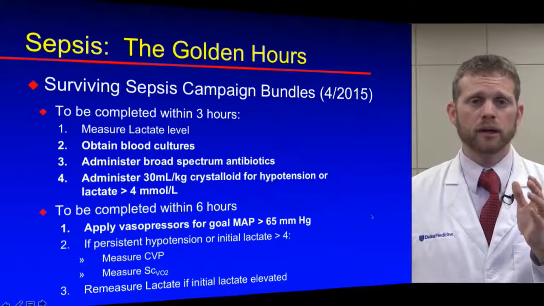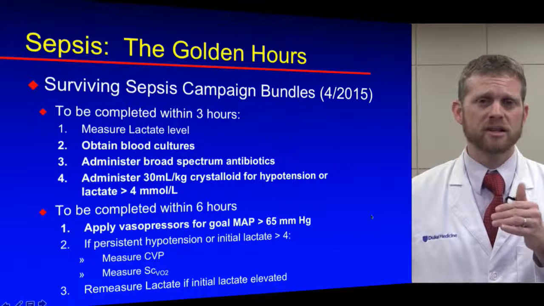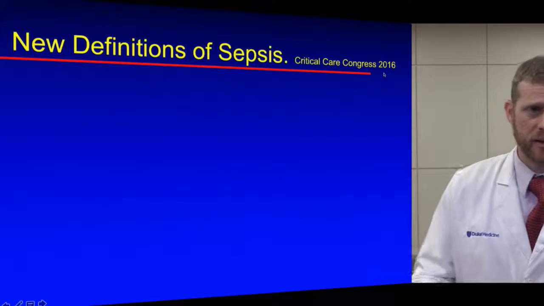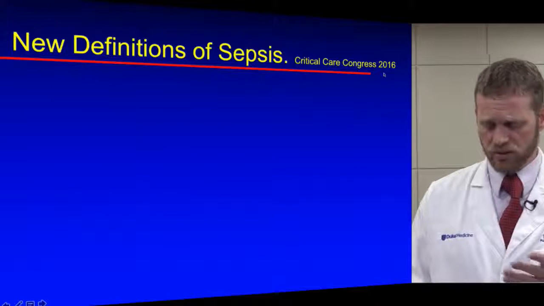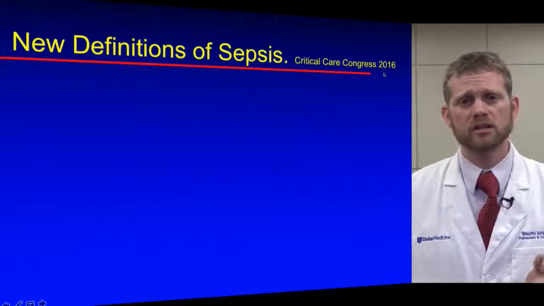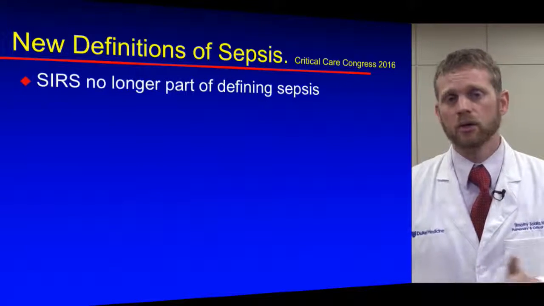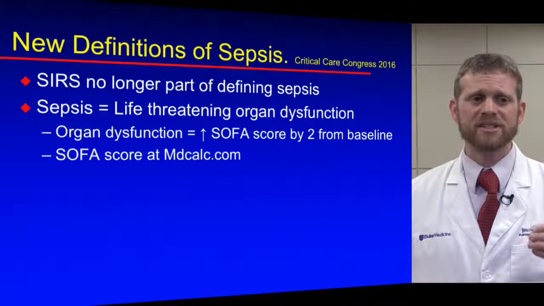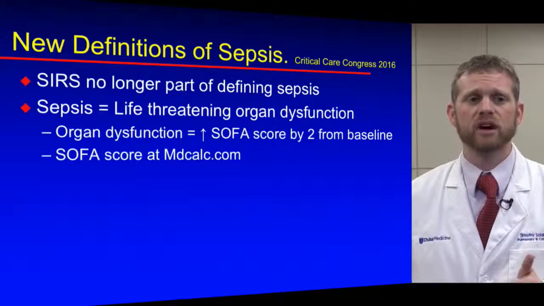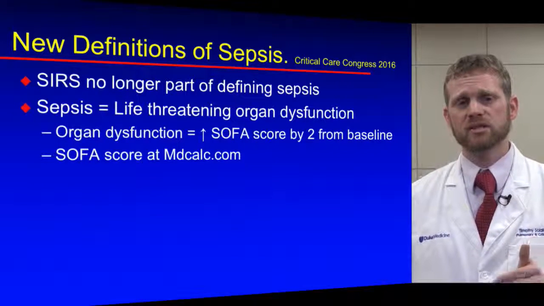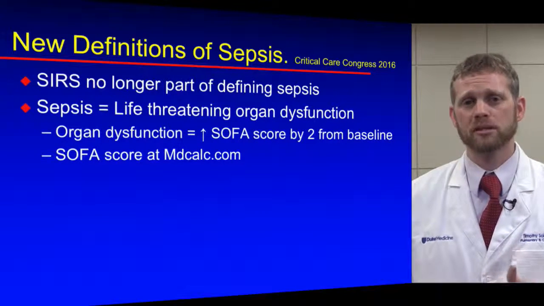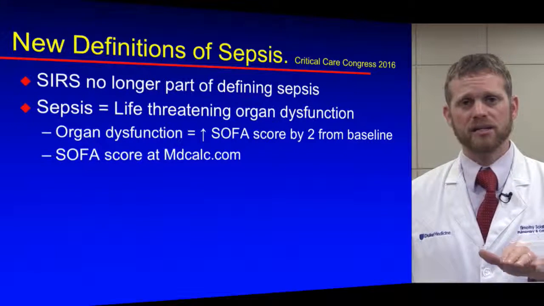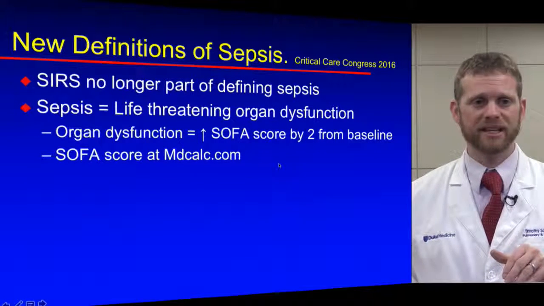Now, the Society of Critical Care Medicine is having their meeting in February of 2016, and there are some new things coming out with sepsis. So just hot off the press, some new things to consider when it comes to sepsis. So the first is that SIRS is out. It's no longer part of anything in defining sepsis. Sepsis now is defined as life-threatening organ dysfunction. So sepsis is organ dysfunction as defined by a rise in your SOFA score by 2 from your baseline. If you want to look into more details about how to measure a SOFA score, the score can be found at mdcalc.com.